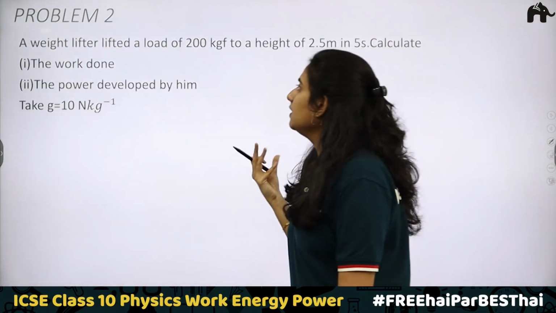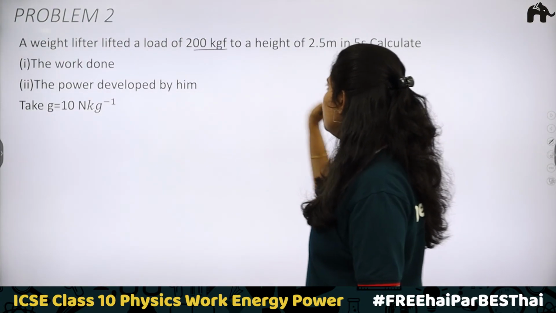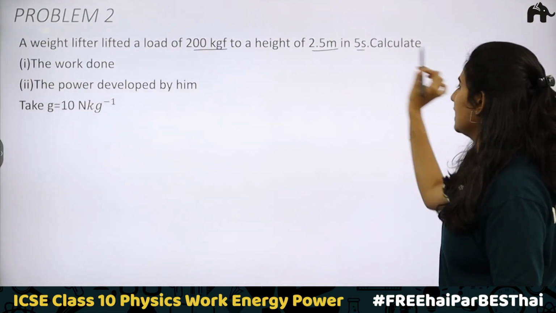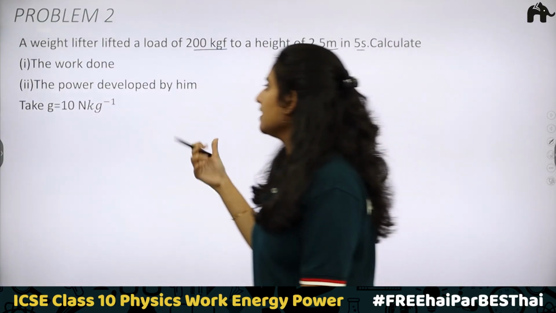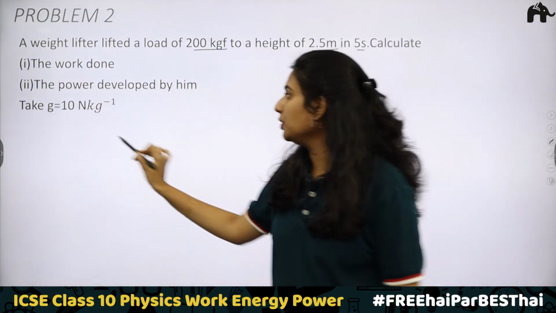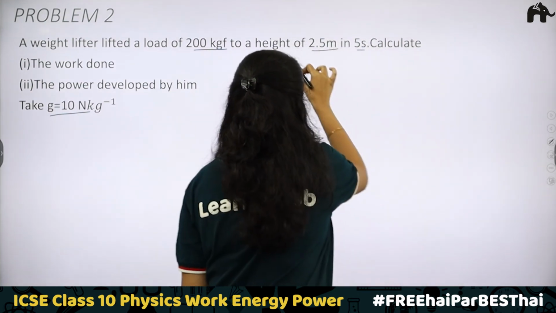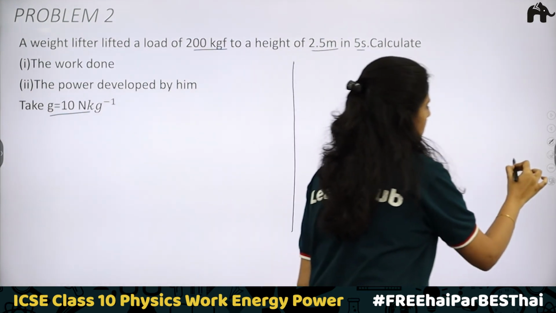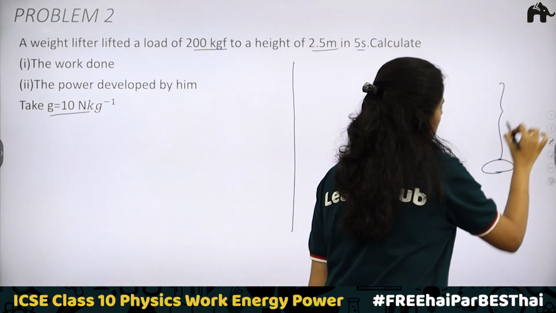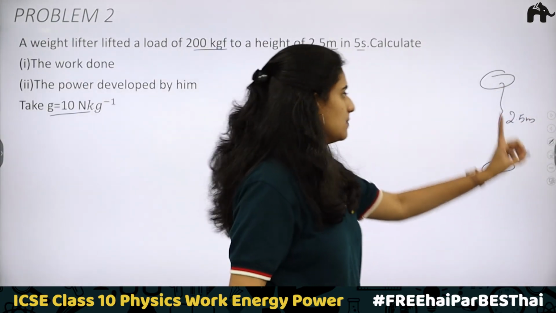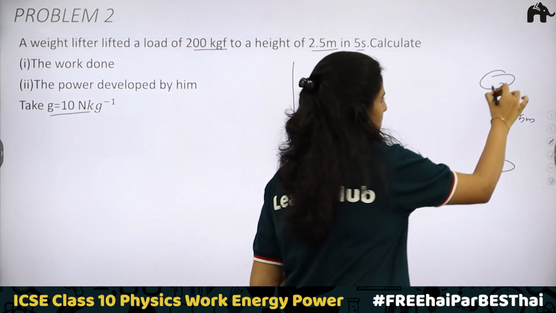A weightlifter lifted a load of 200 kg force to a height of 2.5 meter in 5 seconds. Calculate first one the work done and the second the power developed by him. We have to take G is equal to 10 Newton per kilogram. Here the weightlifter is lifting a weight through a height of 2.5 meter. Then what is the displacement? Displacement will be equal to 2.5 meter.